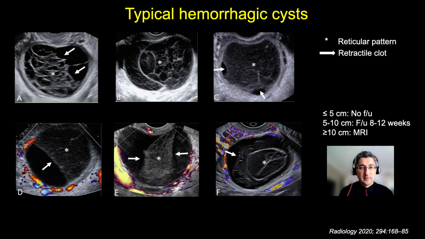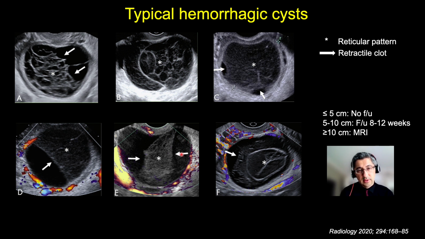Hemorrhagic cysts have typical appearance on ultrasound, and we should confidently diagnose them. Here you can see, this is a very nice paper, by the way, you should read, and it summarizes the typical hemorrhagic cysts with their typical reticular pattern and retractile clot appearance. So the star represents the reticular pattern, and the arrows represent the retraction of the clot.